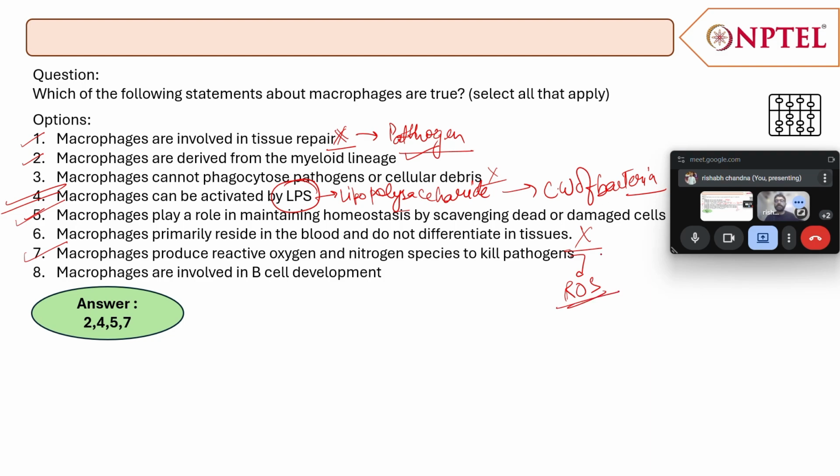Okay, then macrophages are involved in B cell development. No. Okay, they can be involved in B cell maturation and activation, but not development. Okay, so the correct answer is option 2, 4, 5, and 7. Okay, is it clear?